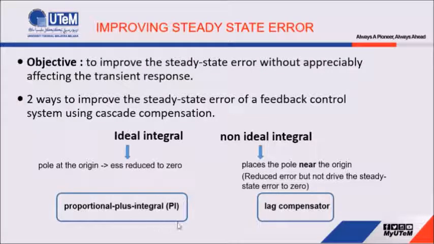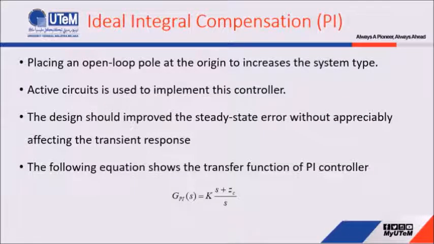This PI controller is an active controller, while this lag compensator is a passive controller. In order to implement this PI controller, we have to use a circuit involving an operational amplifier. For this lag compensator, it only involves an RLC circuit. For ideal integral compensation, the PI controller design should improve the steady state error without appreciably affecting the transient response. This is because we want to maintain the performance of the system in terms of transient response.